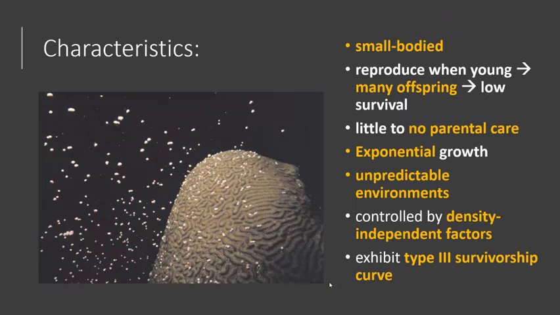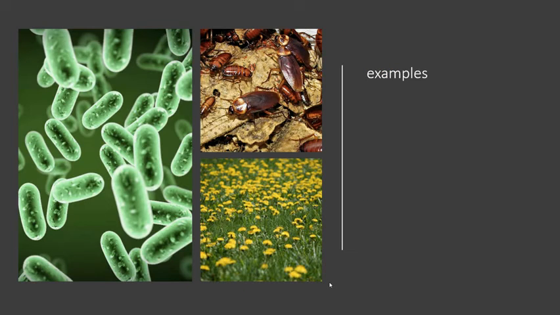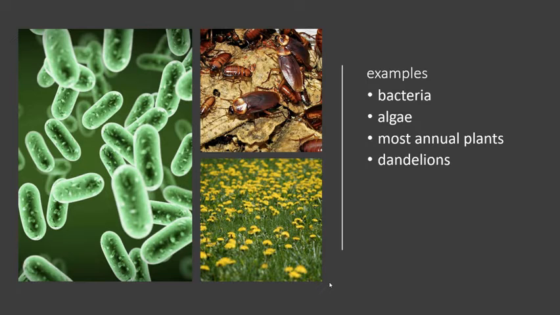Finally, they exhibit a type 3 survivorship curve, and we will look at the survivorship curves at the end of this screencast. Good examples, like I said, are small-bodied things like bacteria, which reproduce very quickly and offer no parental care. Algae, annual plants like dandelions.